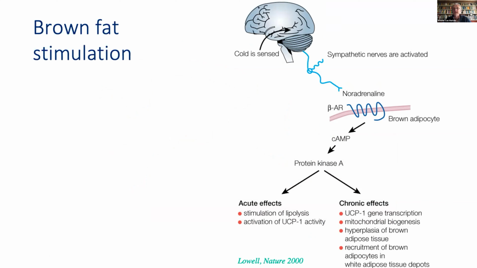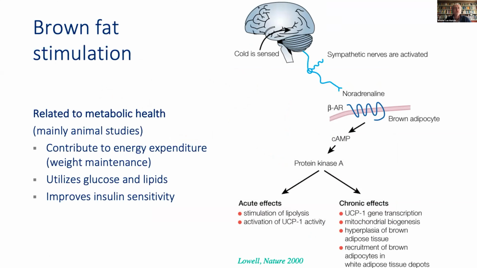From the same animal studies, it was also known that brown fat was related to metabolic health, not only an increase in energy expenditure, which may be advantageous for weight maintenance or maybe even weight loss, but also that it uses glucose and lipids, so it could be used as a glucose or lipid sink in the body, and also that there are links to insulin sensitivity, so it may improve glucose metabolism as well.